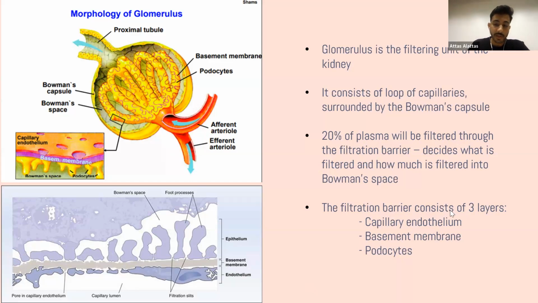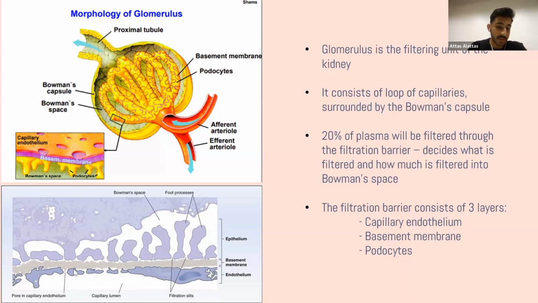As I said, the filtration barrier consists of the 3 layers: the capillary endothelium, basement membrane, and the podocytes. This is just another image illustrating the 3 barriers. You have the endothelium here. If we're looking from this side, this is the capillary lumen. We have the endothelium of the capillary, and the endothelium of the capillary has pores. I'll explain to you later what's the function of these pores.